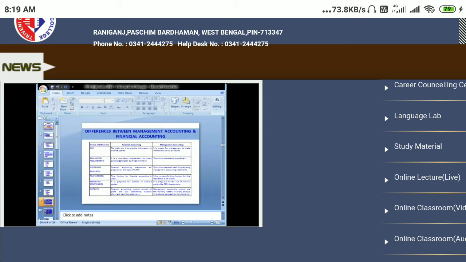Next, time horizon. In case of financial accounting, the time horizon is the past, whereas the time horizon for management accounting is focused on the future. Reporting beneficiary. Financial accounting is prepared for outside or external parties, whereas reports prepared under management accounting are useful to internal parties like CEO, directors, promoters, higher level managers, etc.